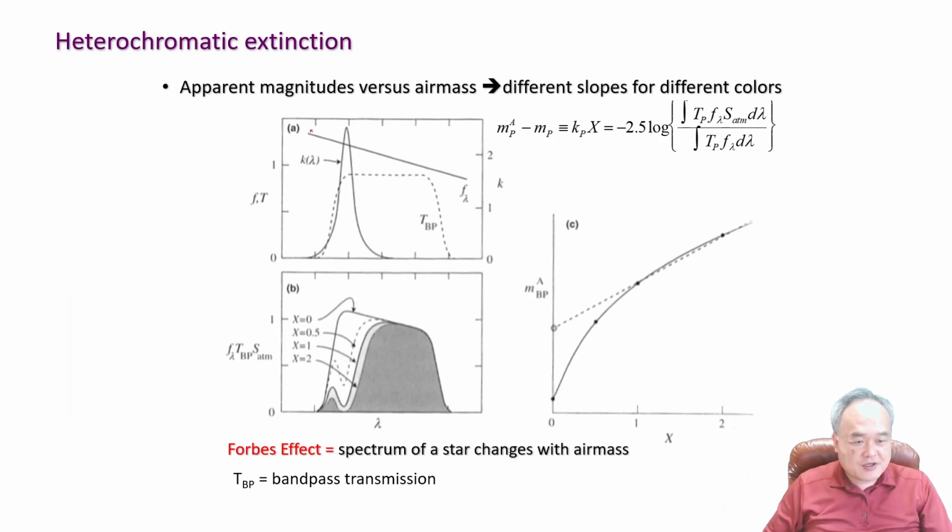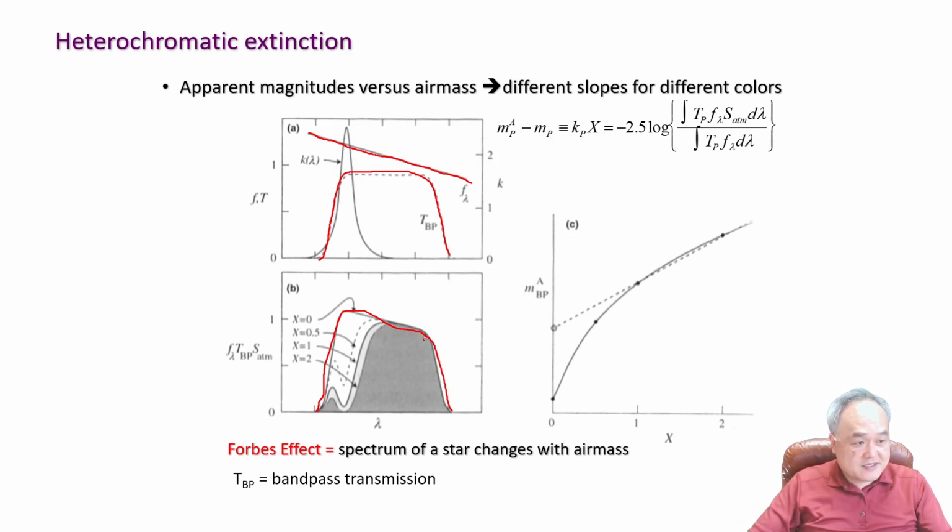Imagine that your source has a certain spectral shape. That's the f sub lambda, okay? And you observe this through a particular bandpass filter, and the response function of that bandpass filter is p sub bp. Then when you observe your source through this bandpass filter, ignoring any other effect, the recorded spectral shape is this, okay?